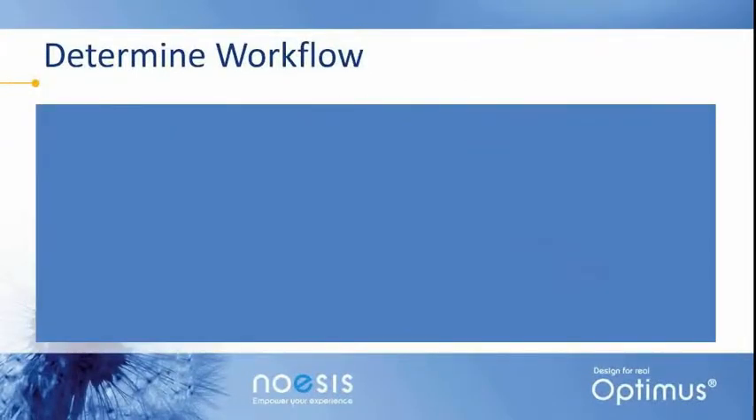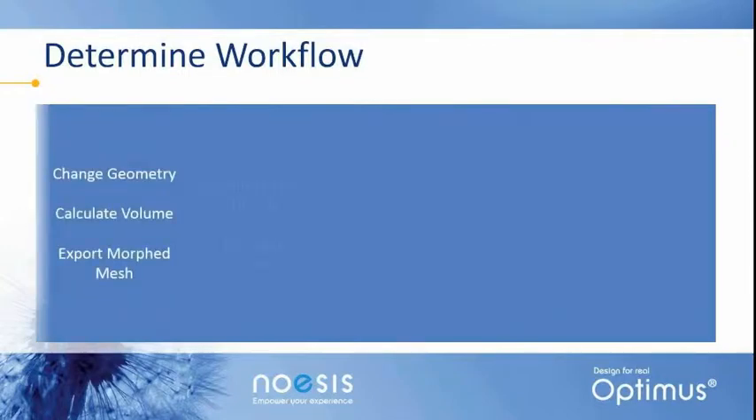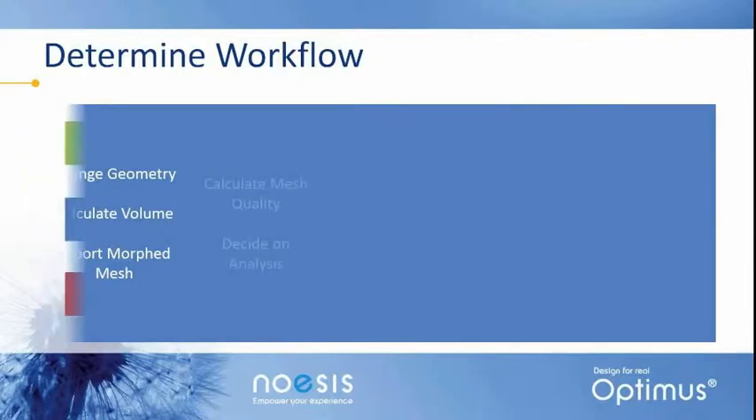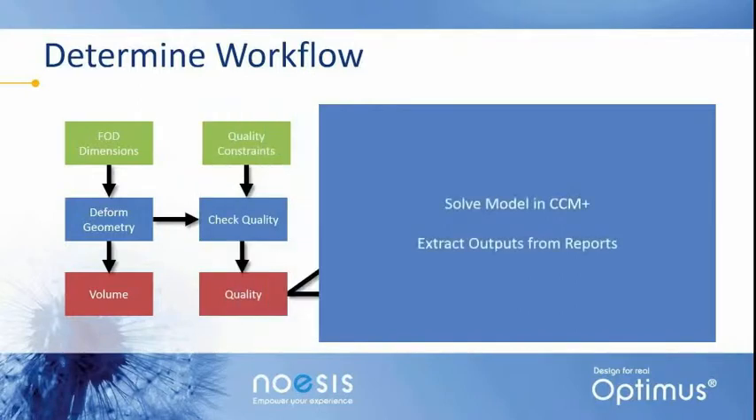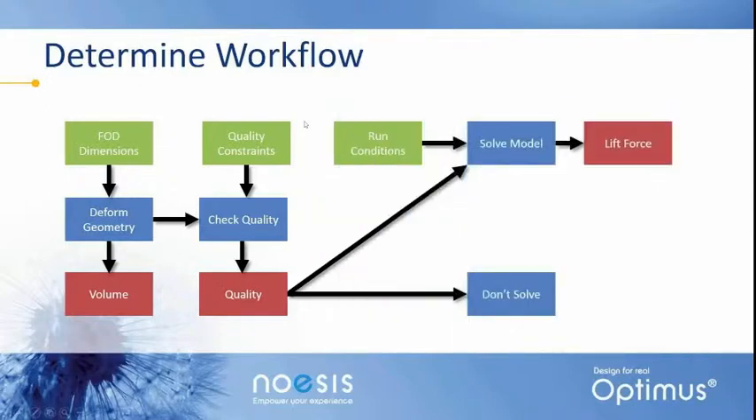Our next step is to determine the workflow. We first want to change the geometry, calculate the volume, and then export the morphed mesh. After that, we want to determine if the mesh quality is good enough to allow us to run a simulation. And then finally, we want to solve the model in our CFD analysis tool and then extract the outputs from the reports that are generated by the analysis tool.